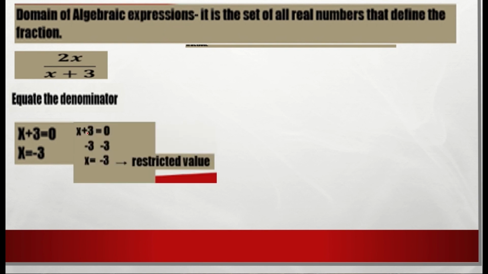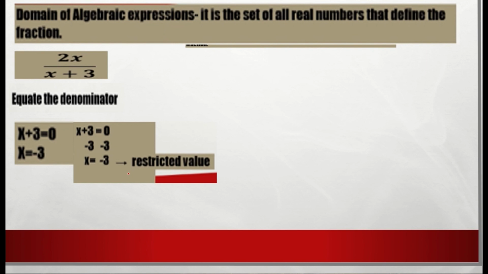So here we have x plus 3 equals 0. We will use the subtraction property of equality to cancel the positive 3 para ang maiwan sa kabila is si x. Positive 3 minus 3 equals 0. So x na lang yung naiwan equals 0 minus 3. The answer is negative 3. So, therefore, our restricted value is negative 3.